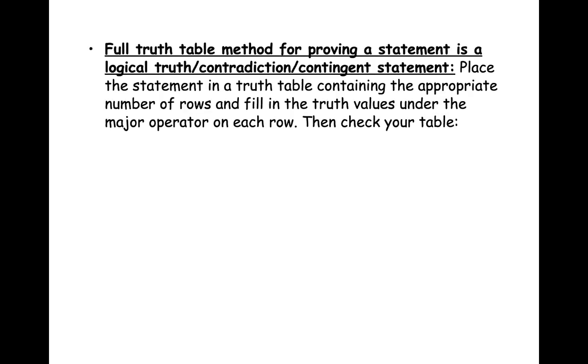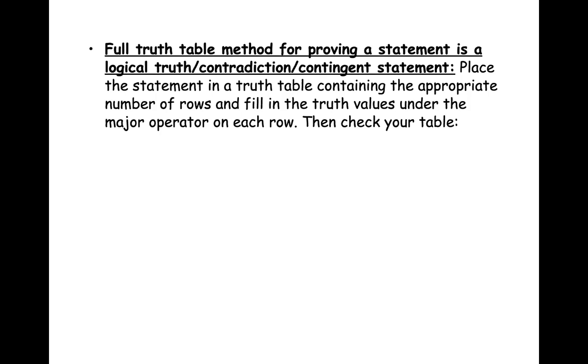So we're going to use the full truth table method for proving that a statement is either a logical truth, a contradiction, or a contingent statement. There are other ways that we could do it, using truth trees or perhaps using some sort of brief truth table method, but they're complicated. So the most straightforward way to prove it is going to be using a full truth table. And for most statements that we're going to be doing, it's really just about the easiest way anyway.